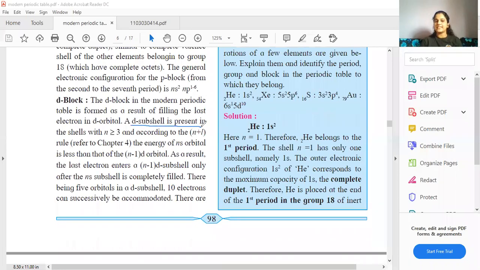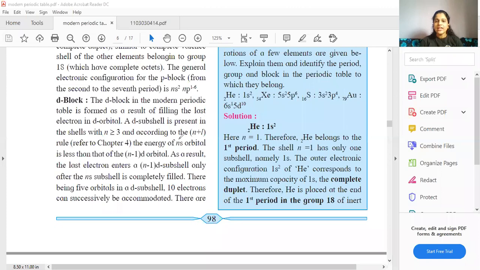A D subshell is present in the shells with n greater than or equal to 3. Now students, this makes sense because your first shell has only s orbital. Your second shell has only s and p. Your third shell has spd. Your fourth shell has spdf, and fourth shell onwards everyone has spdf. So your d orbital starts from which shell? It starts from the third shell, right? So this n greater than or equal to 3 makes sense. So from n equal to 3 onwards, all the shells will have d subshell inside it.